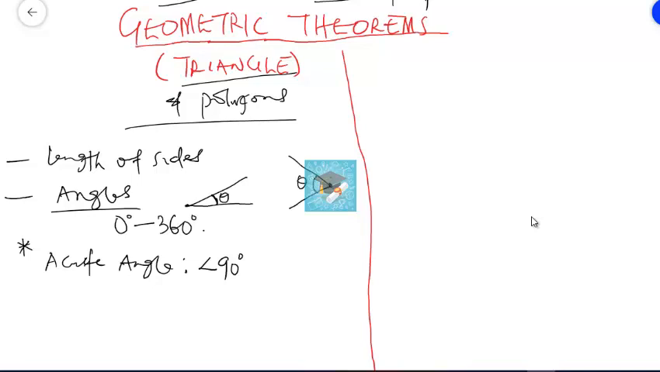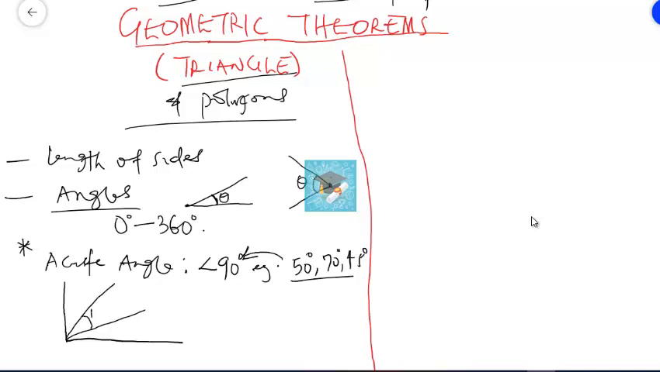Examples of acute angles: an angle of 50 degrees is acute, an angle of 70 degrees is acute, an angle of 45 degrees is acute. Why? Because they are all less than 90 degrees. So when you hear the word acute angle, it means an angle that is less than 90 degrees. And in mathematics, 90 degrees is a right angle. So if an angle is less than 90 degrees, it means the angle is between 0 and 90 degrees.